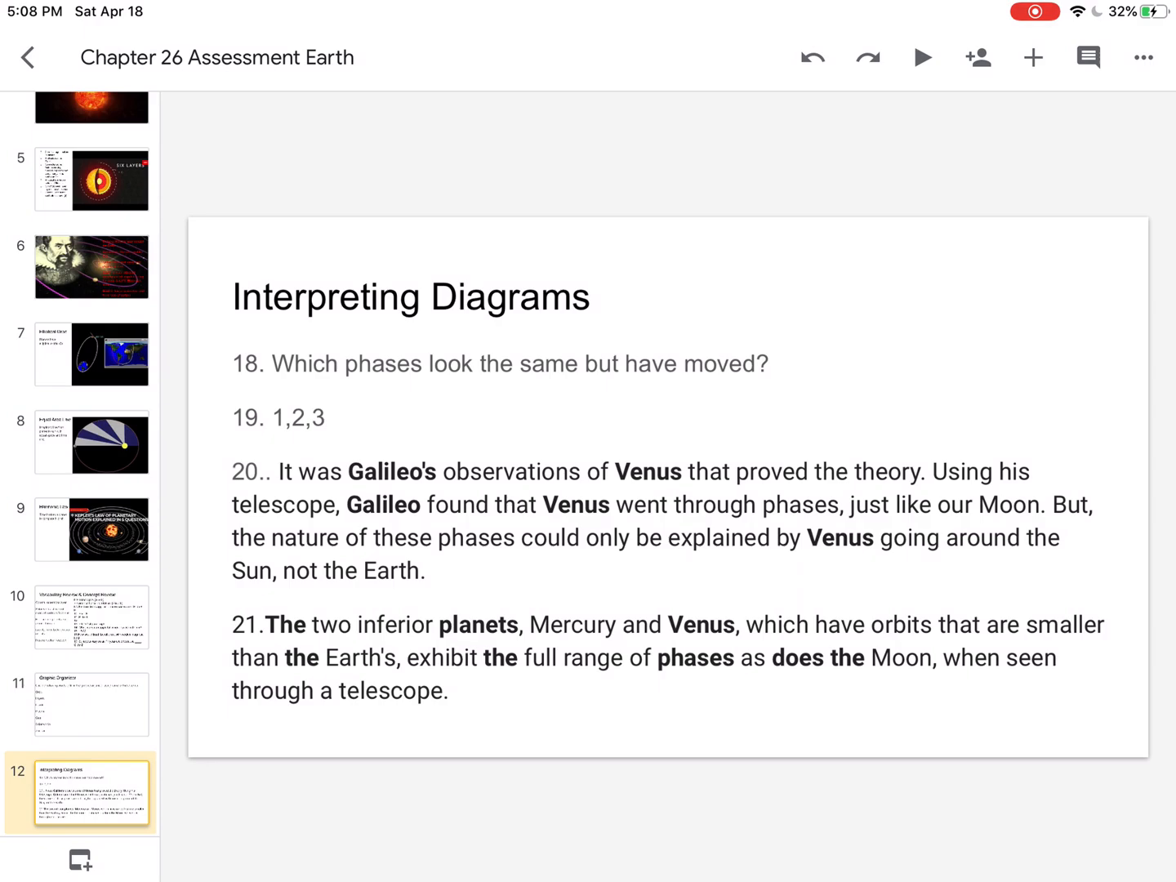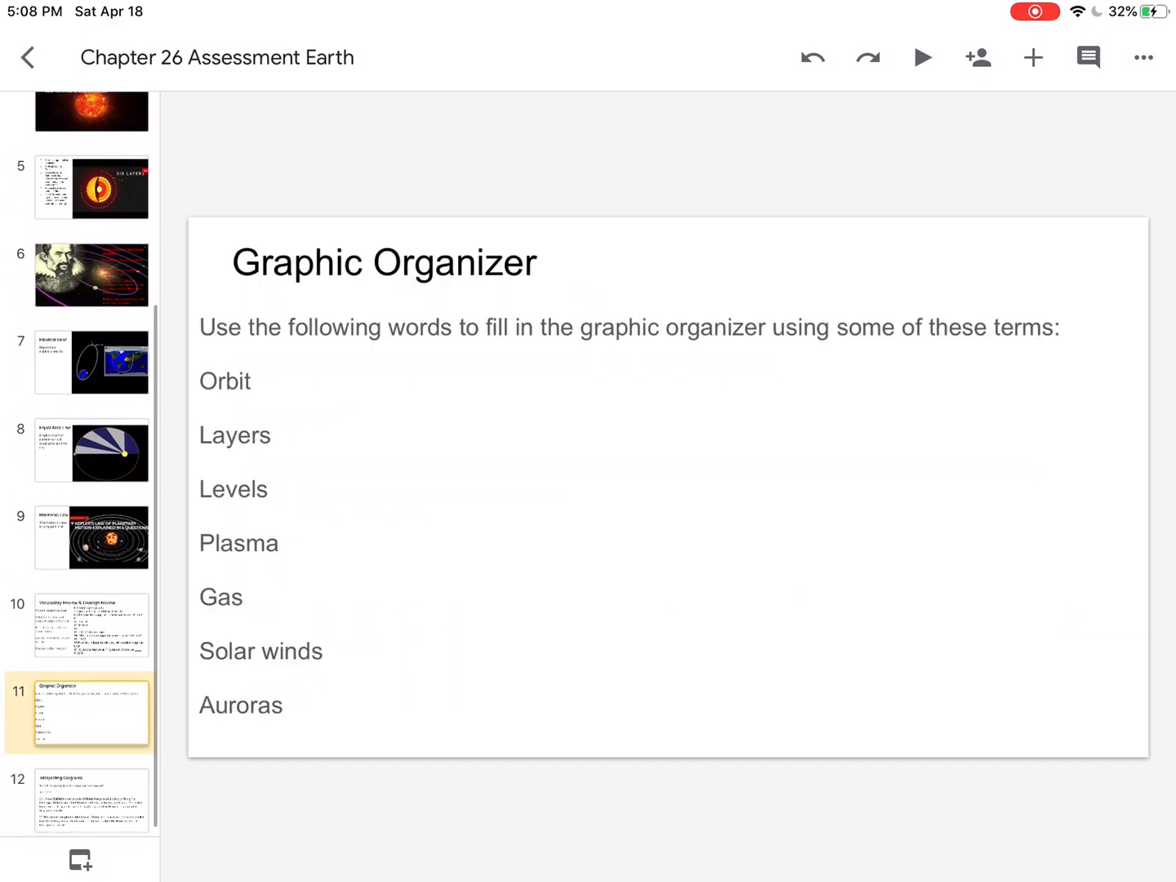Okay, 21. Are there other planets that would show phases as Venus does? Explain. So the two inferior planets, or inside planets, the ones that are closest to the sun, Mercury and Venus, which have orbits that are smaller than Earth's, exhibit the full range of phases, as does the moon when seen through a telescope. Okay, so this was fine.